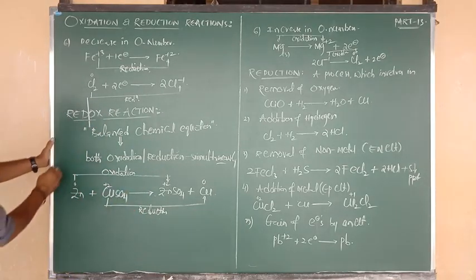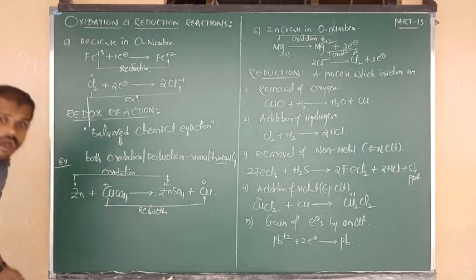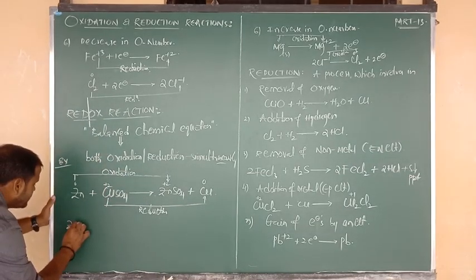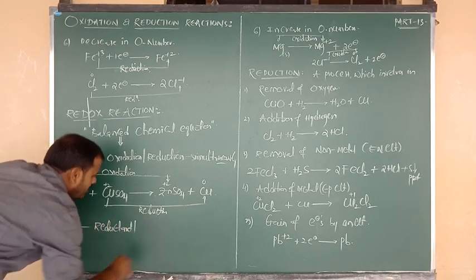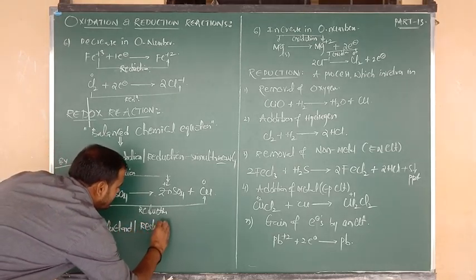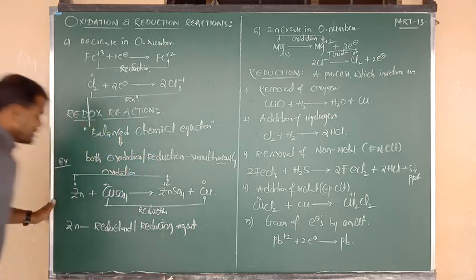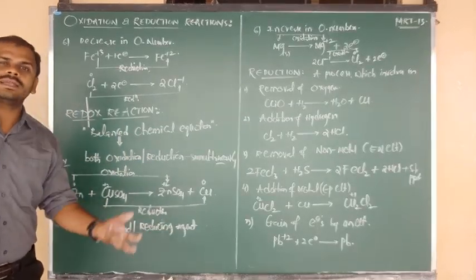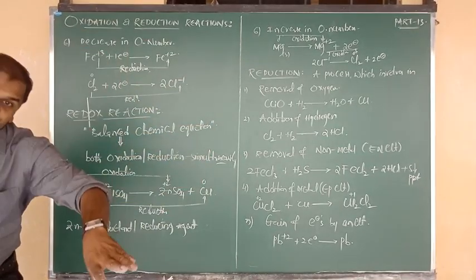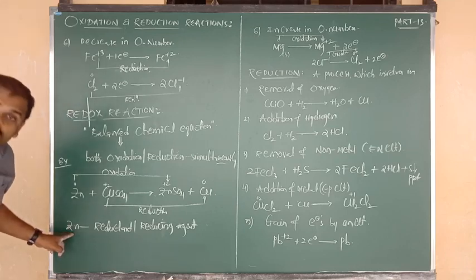So in this example, zinc atoms or zinc granules are involved in oxidation. That's why we say that zinc is a reductant, and also we can say reducing agent. Sir, what is meant by reductant or reducing agent? A reductant or reducing agent is nothing but a substance which will participate in oxidation. So which is the reductant? Zinc. It is a substance that participates in oxidation.